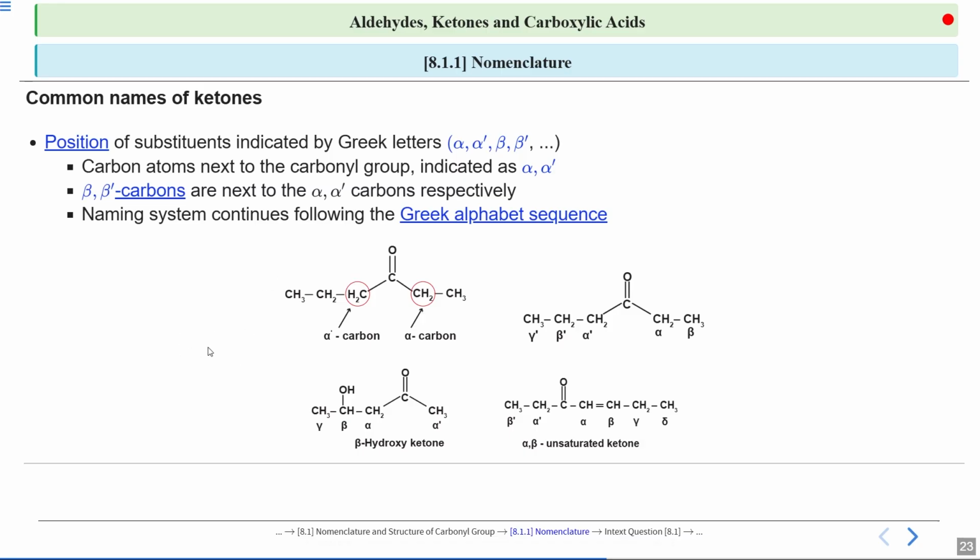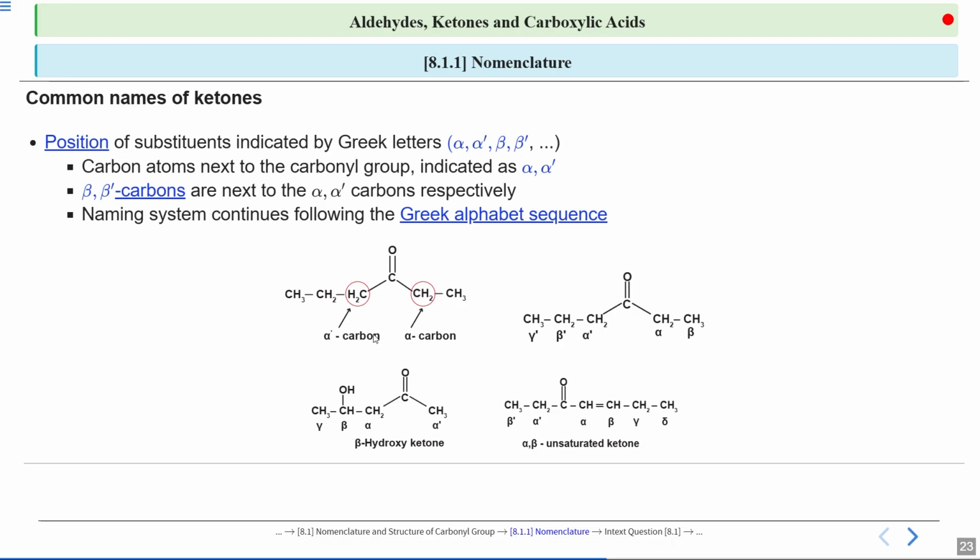So if you look over here, students, this is a carbonyl group. The carbon atom next to the carbonyl group is alpha. So this is alpha and this is alpha dash. Similarly, next to alpha is beta and next to beta is gamma. Now if you have to write at what position the hydroxyl group is present, you write beta hydroxy ketone, because on the beta carbon the OH group is present.